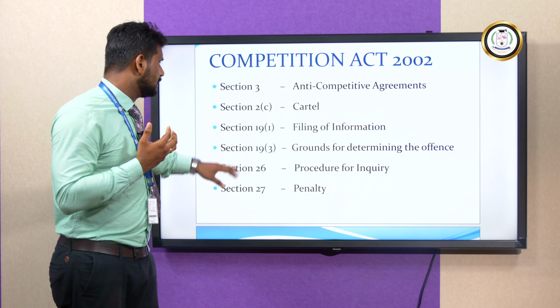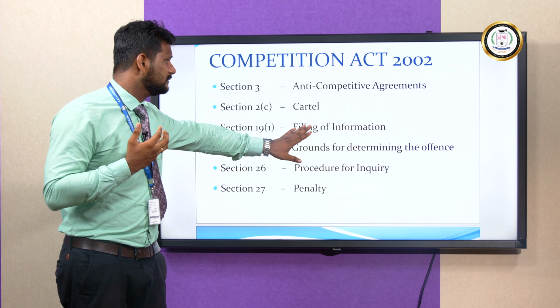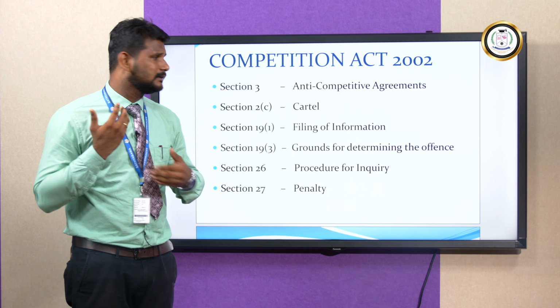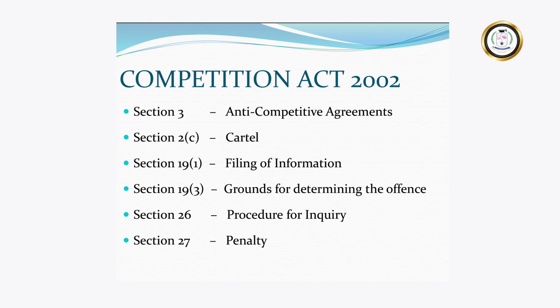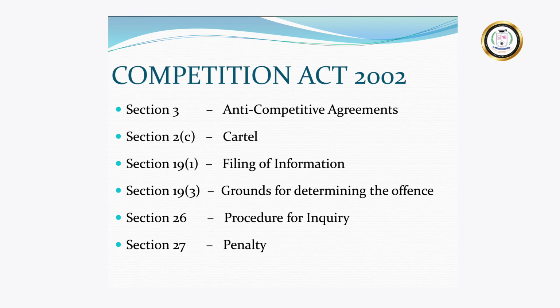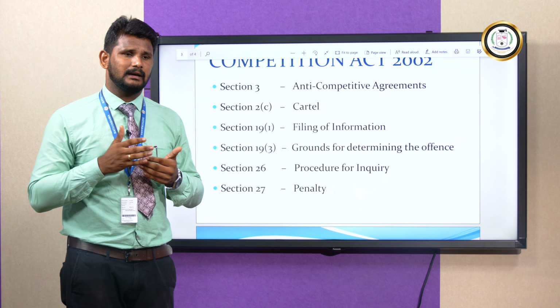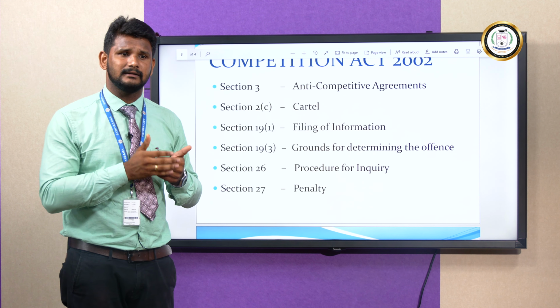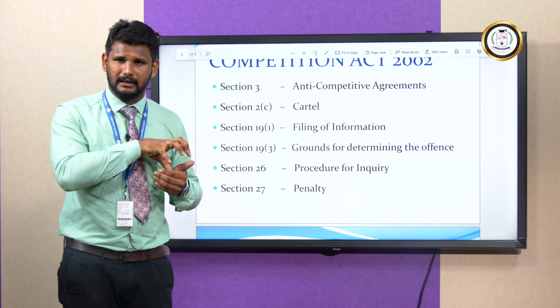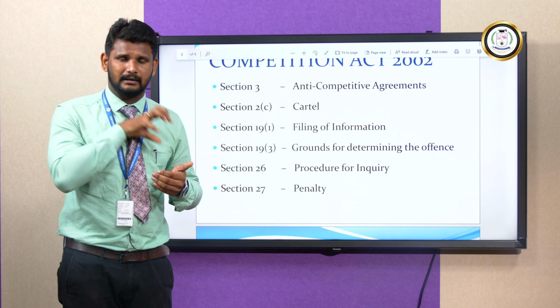Next, section 26, which speaks about the procedure for inquiry. Soon after an application or information is filed by an enterprise under section 19 subsection 1 of the Competition Act, the Competition Commission of India can take cognizance of the said offence, and it can appoint a Director General for the purpose of investigating or inquiring into the said anti-competitive agreements. The procedure is an enlarged procedure, and we will be discussing this in the later part.